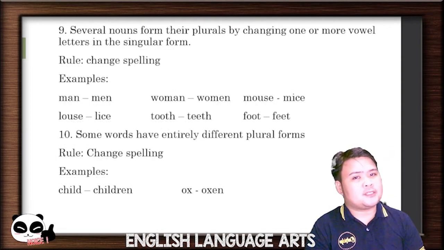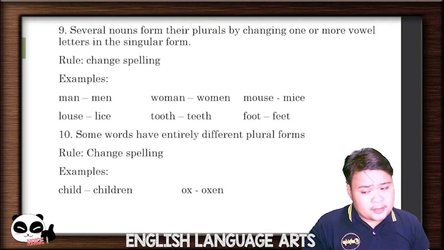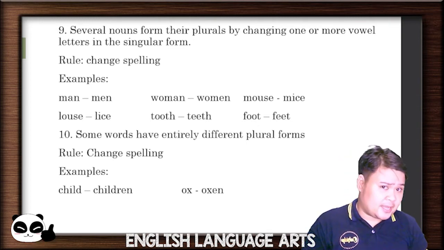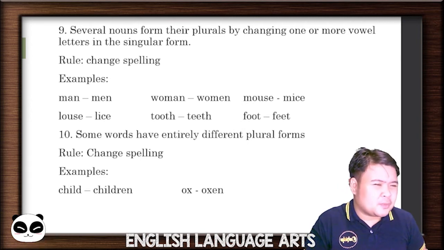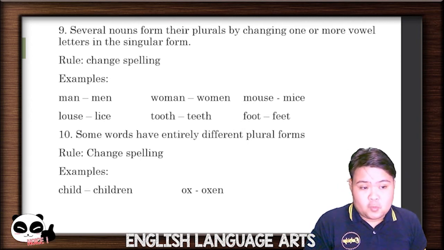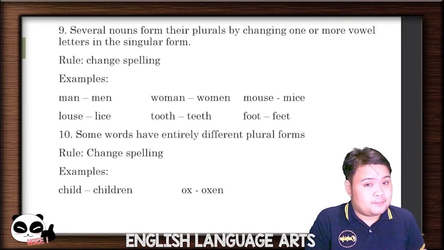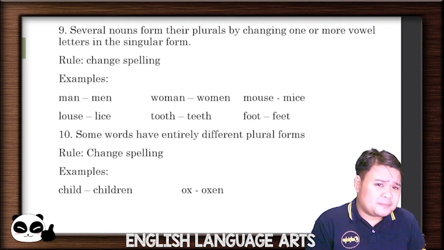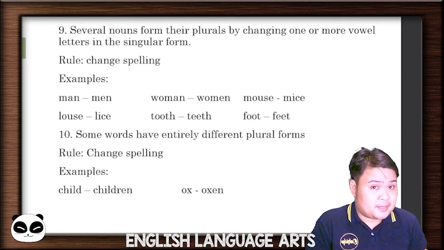Now, what about certain nouns? There are certain nouns which you call irregular nouns. These are nouns that do not follow the adding S or ES rule. Rather, they change spelling. Take, for example, some of them you just change one or two letters, like man becomes men, louse becomes lice, woman becomes women, tooth becomes teeth, mouse becomes mice, foot becomes feet. And some you change entirely. For example, child becomes children, and ox becomes oxen.